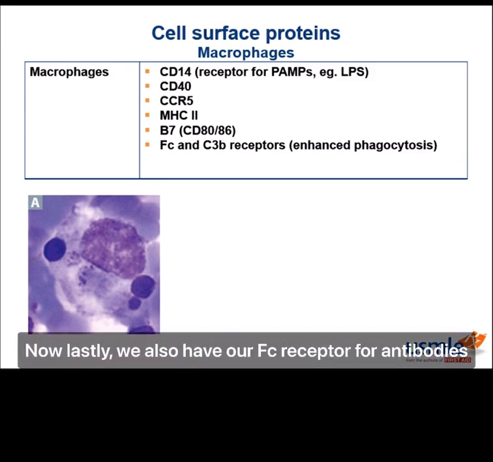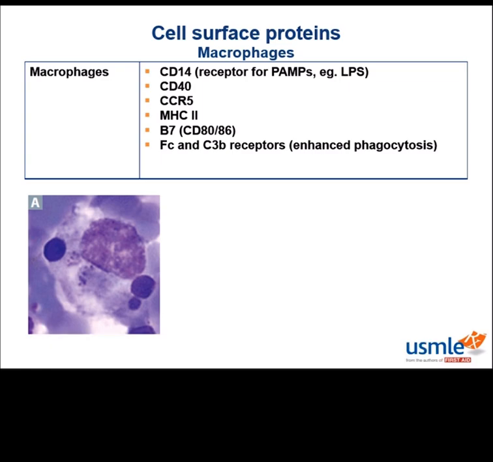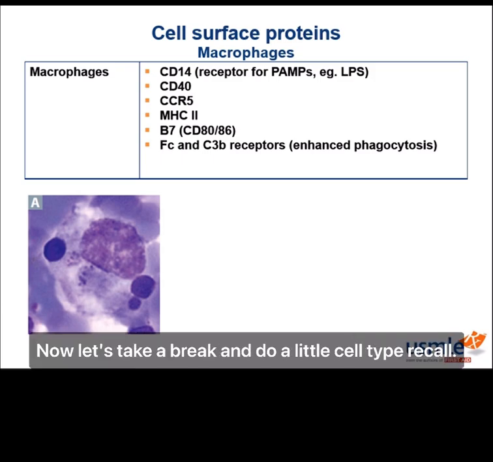Now lastly, we also have our Fc receptor for antibodies and C3b for enhanced phagocytosis. What's that term for enhanced phagocytosis? Yes, it's opsonization.